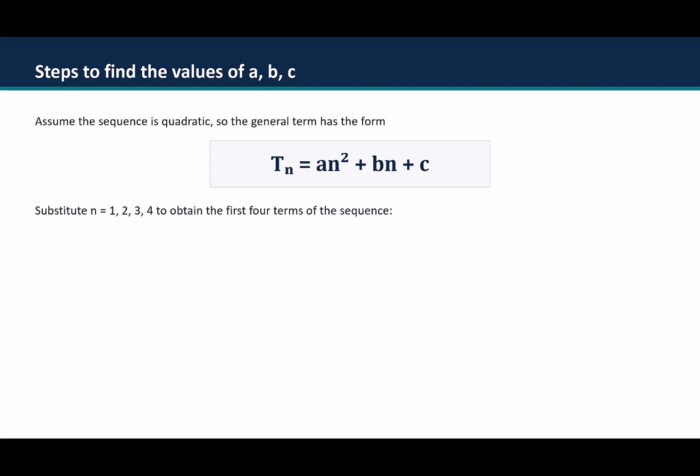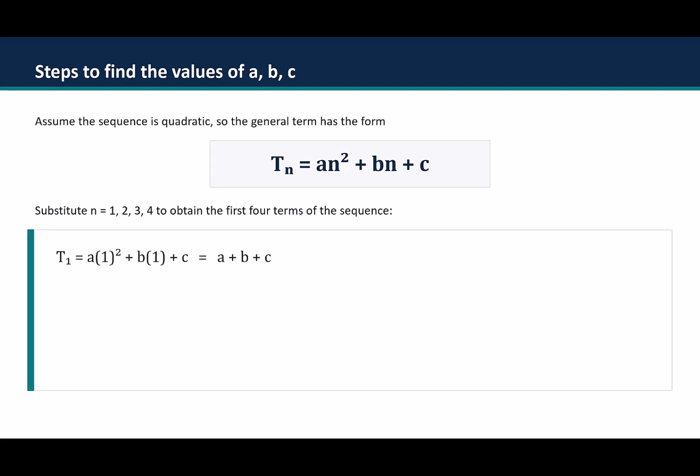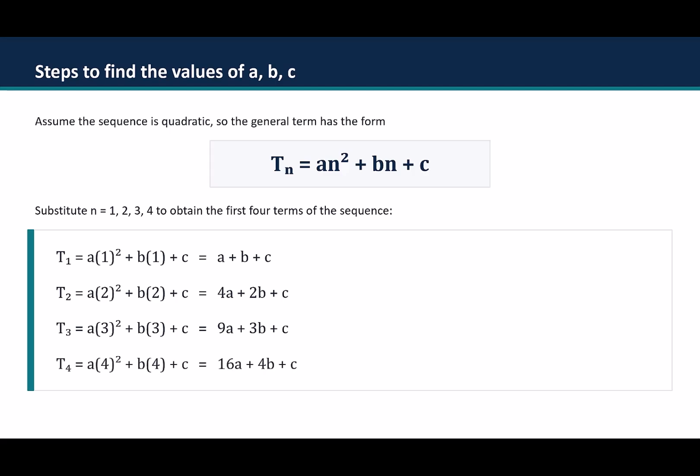Let's find a few terms for our sequence. We'll substitute n equals 1, 2, 3, and 4 to come up with the first four terms. T1 will be a times 1 squared plus b times 1 plus c, which simplifies nicely to a plus b plus c. T2 is going to be a times 2 squared plus b times 2 plus c, which we can write as 4a plus 2b plus c. T sub 3 is a times 3 squared plus b times 3 plus c, which is 9a plus 3b plus c. Then T sub 4 is a times 4 squared plus b times 4 plus c, which is 16a plus 4b plus c.